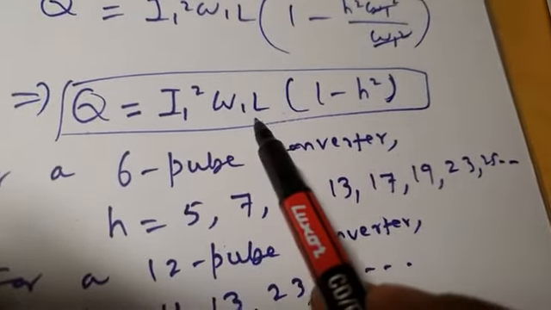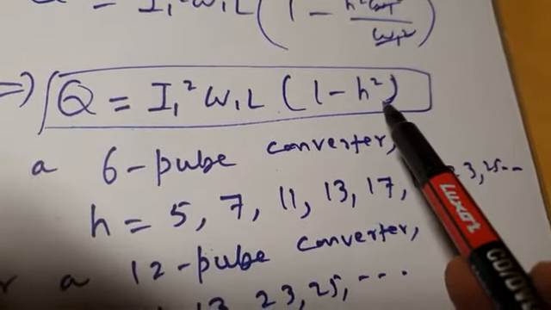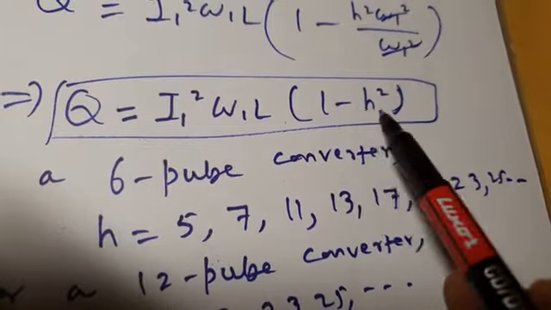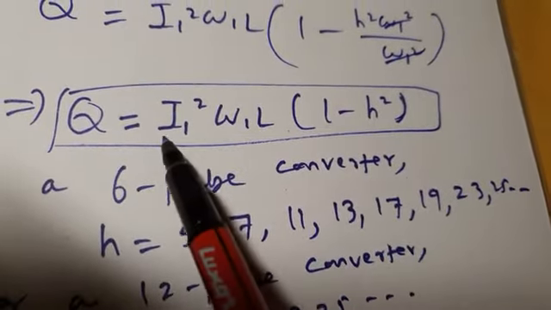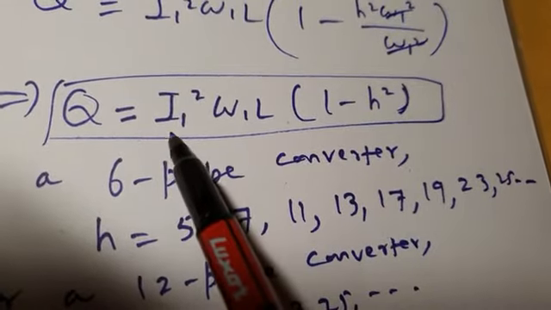I1 square omega 1 L times 1 minus 5 square, because H is equal to 5. So 1 minus 5 square means 1 minus 25, which is minus 24. Minus 24 multiplied by the fundamental component of current.